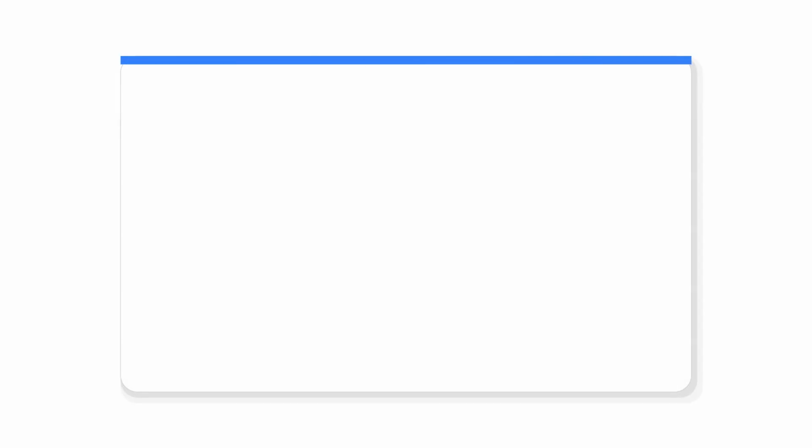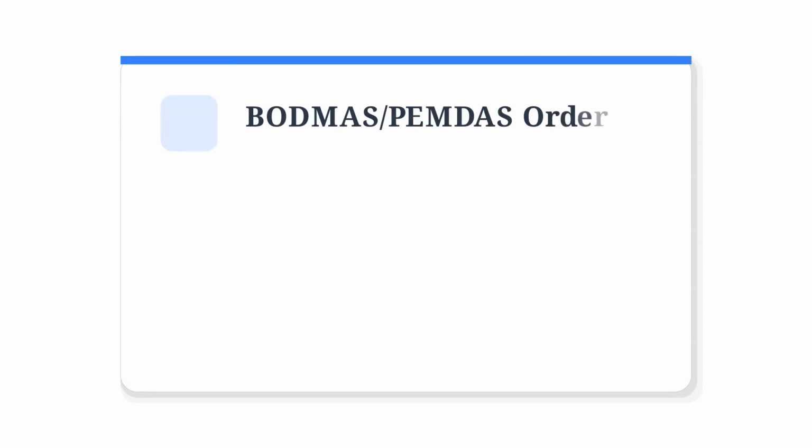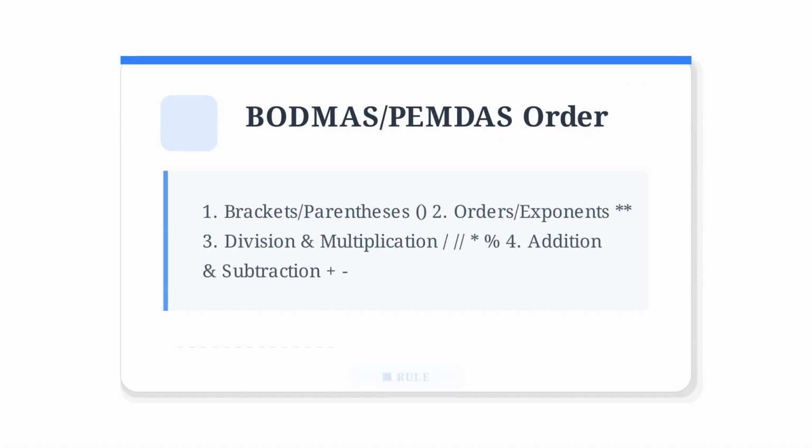Here's the order Python follows, and it's the same as math class. First, anything in brackets or parentheses. Then orders or exponents with double star. Next, division and multiplication, including double slash and the mod operator, working left to right. Finally, addition and subtraction, also left to right. Remember this order and you'll never get confused.